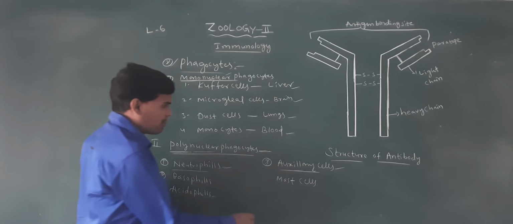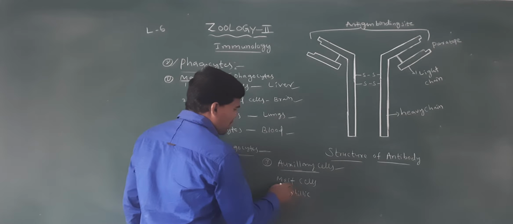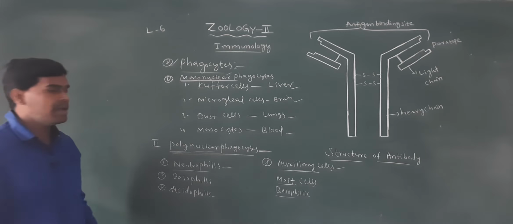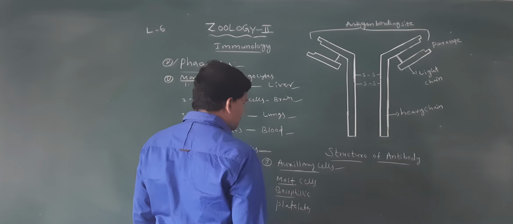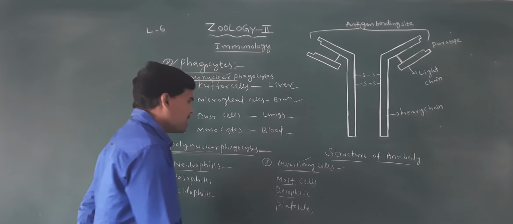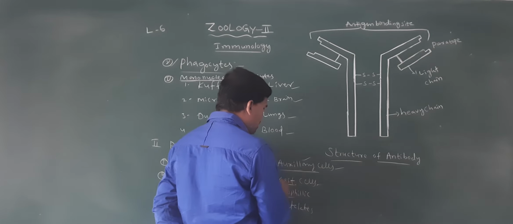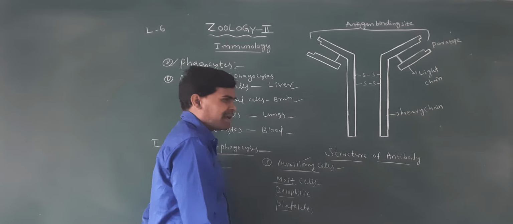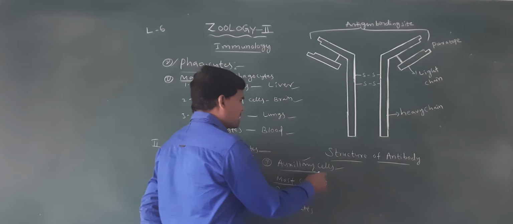And the platelets, the mast cells and basophilic cells. Basophilic cells, mast cells, and another one, platelets. These are also called auxiliary cells. Auxiliary cells help the lymphocytes or leukocytes of the immune system. The mast cells, basophilic cells and platelets are antigen presenting cells. These are called auxiliary cells.